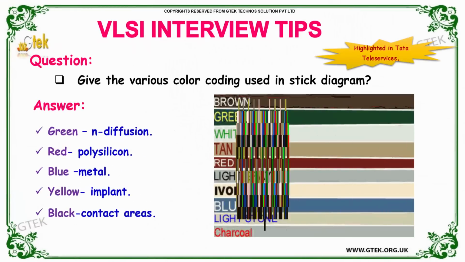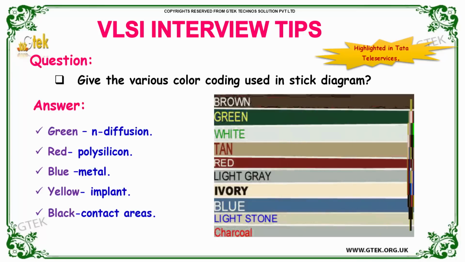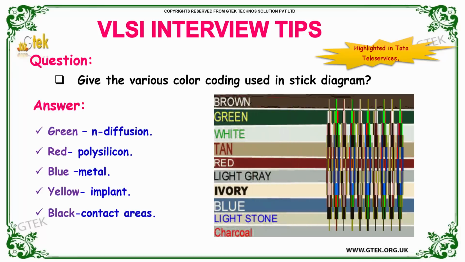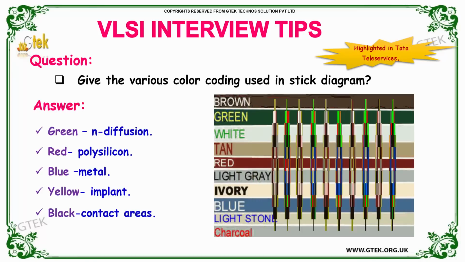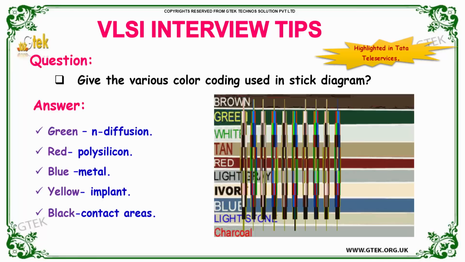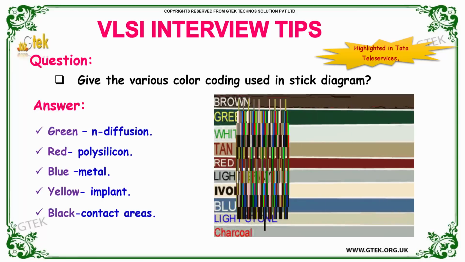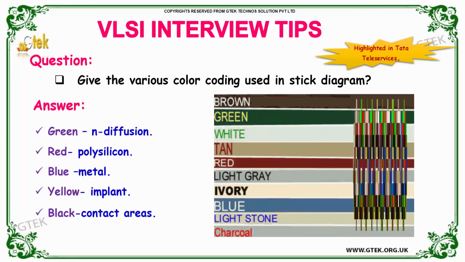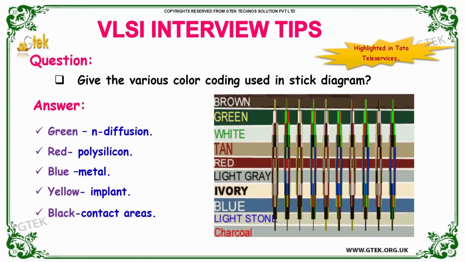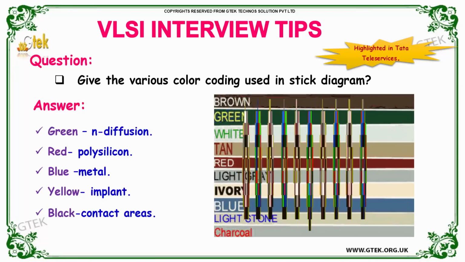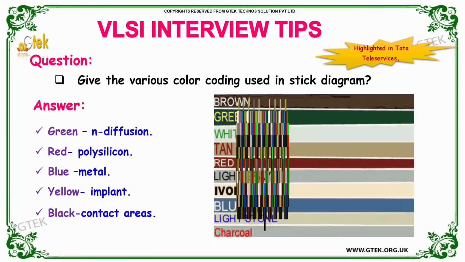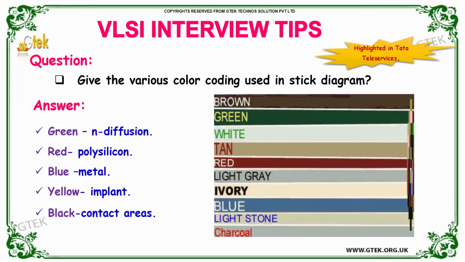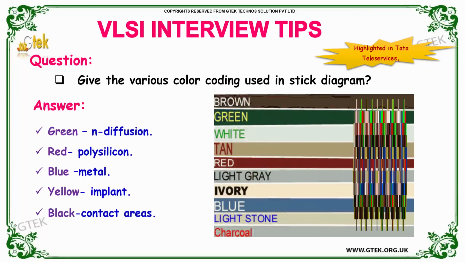Here we go with the next question. We got to give the various color coding which is used in stick diagram. The answer is green, red, blue, yellow and black. Green is used for N diffusion, red for polysilicon, blue for metal, yellow for implant and black for contact areas.